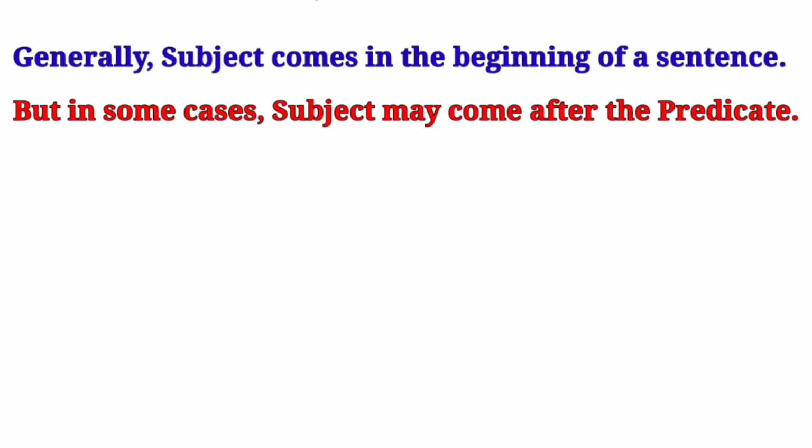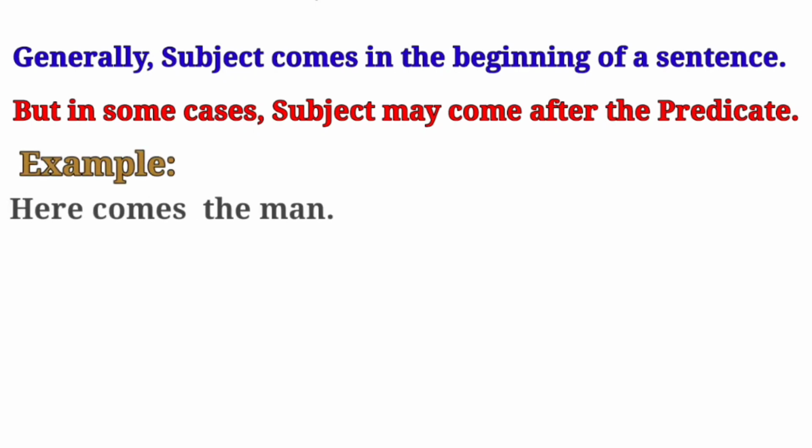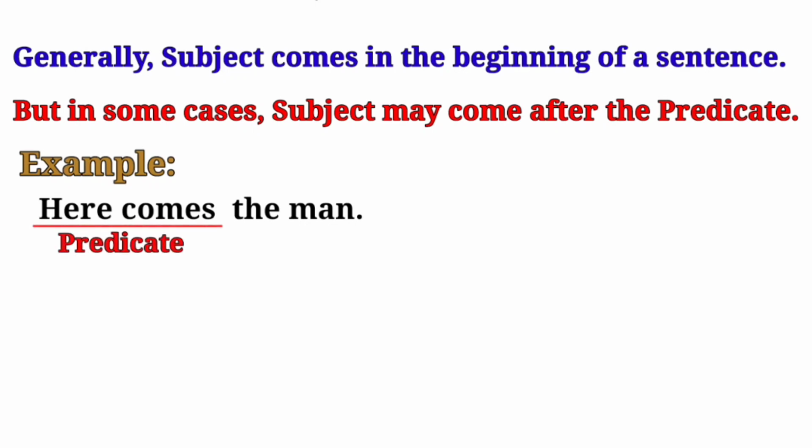As you can see, subject comes in the beginning of a sentence, but in some cases subject may come after the predicate part. For example, here comes the man. In this sentence, here comes is the predicate part and the man is the subject because about the man we are talking. So, the man is the subject.